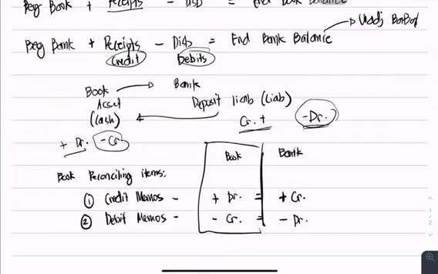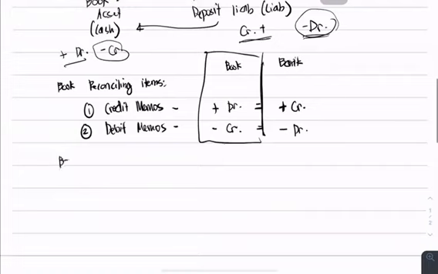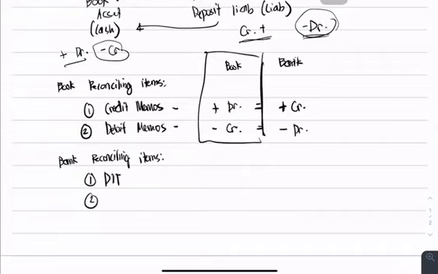Okay, so those are your book reconciling items. We go now to your bank reconciling items. So, what are our bank reconciling items? First and second, we have your deposit in transit and we have your outstanding checks.